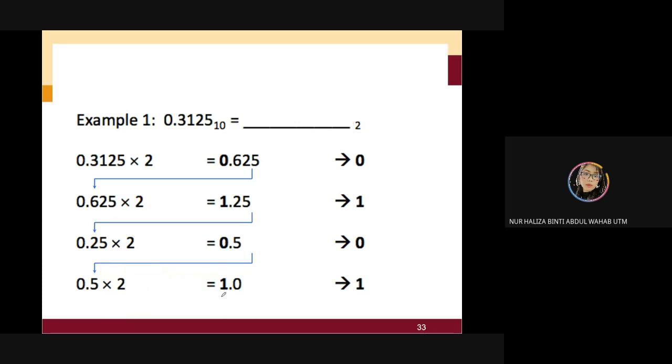Now, what is the answer? The answer is the integer value that you get in front. Over here, you will get 0, and then 1, 0, and 1. For integer division, you take from below to up, and for multiplication, you take from up to down. So your answer will be 0.101, but of course it will be 0 point.